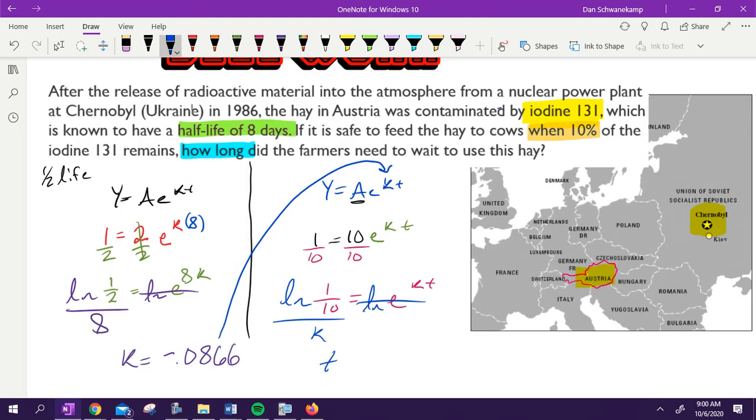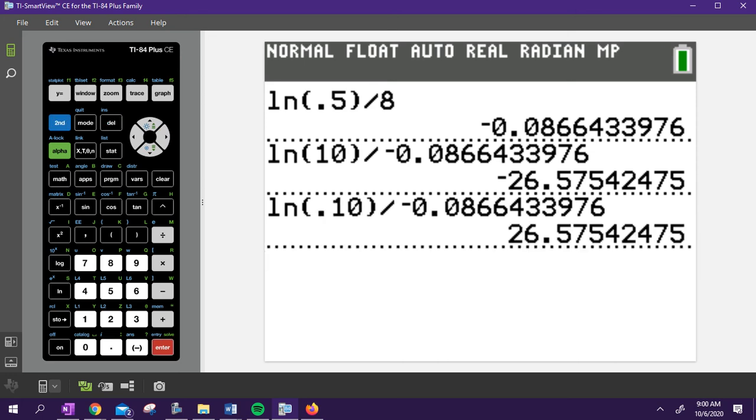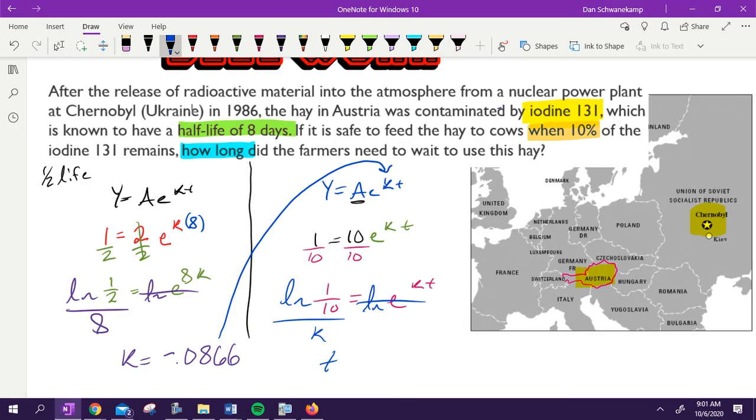So after 8 days, there'd be 50%. After 16 days, there'd be 25%. After 24 days, there'd be 12.5%. I'm cutting it in half. And so at 24 days, I was at 12.5%. So 26 days. Oh, I have natural log of 10 instead of 1/10. They got everything the same. It was just 26.575. Okay. 26 days. That makes sense in terms of what we set up. 26.575 days is going to be my answer.